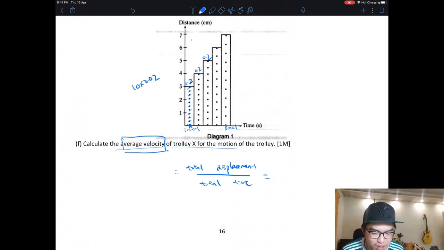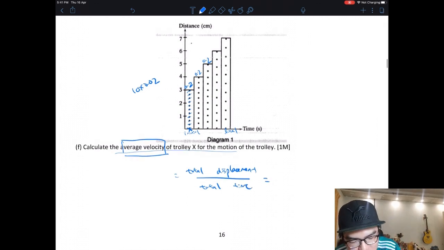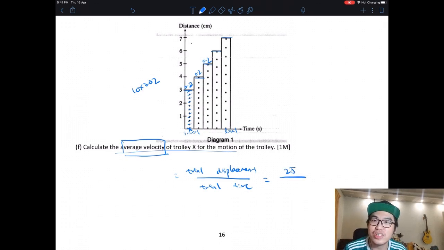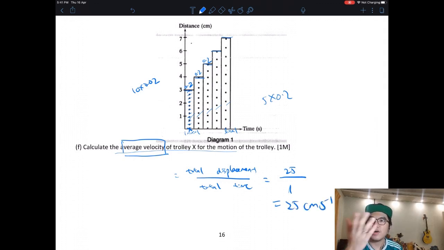So what's the total displacement? You add all these. 3 plus 4, 7, 7 plus 5, 12, 12 plus 6, 18, 18 plus 7, 25. Okay, so what's the total time? You don't need to use the acceleration I taught you just now. Don't count the first strip. How many strips here? 1, 2, 3, 4, 5. So 5 strips here. 5 times 0.2 is 1. So average velocity is 25 cm per second. Okay, of course this is the easiest way to score if they ask this.